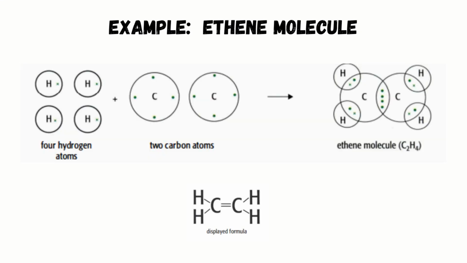Another example is ethene molecule. There are 2 carbon atoms. In between 2 carbon atoms, you can see a double bond because it has shared 4 electrons, 2 pairs of electrons. And in between carbon and hydrogen, you see a single bond because there involves a sharing of just 1 pair of electrons.